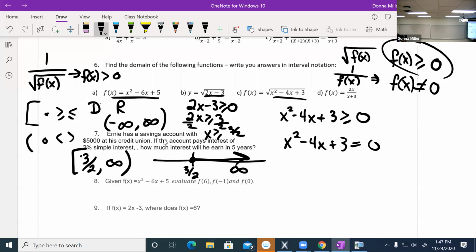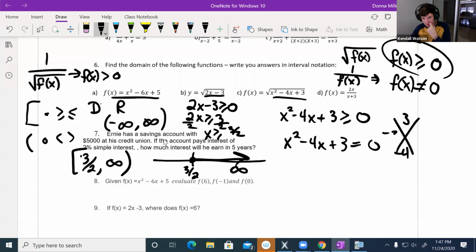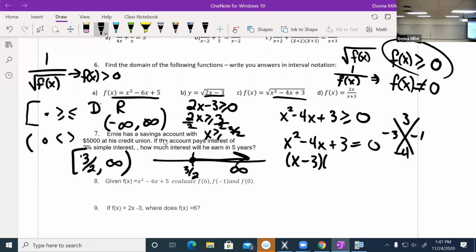So I need factors of positive 3 that add to negative 4, which would be negative 3 and negative 1. So this factors as x minus 3 and x minus 1 equals 0. So x is 3 and x is 1.